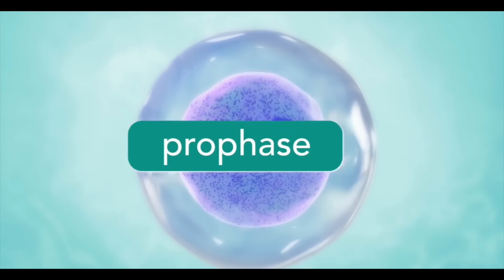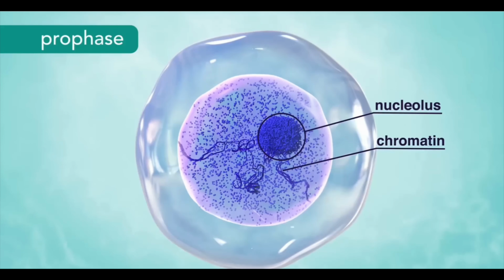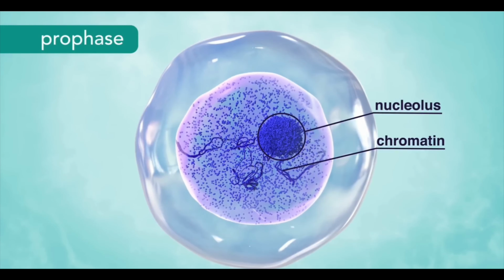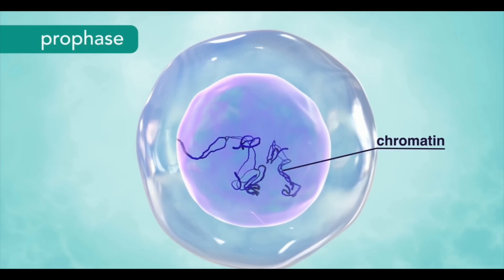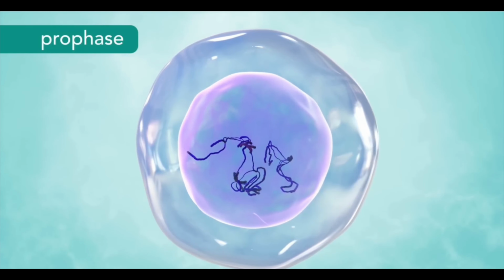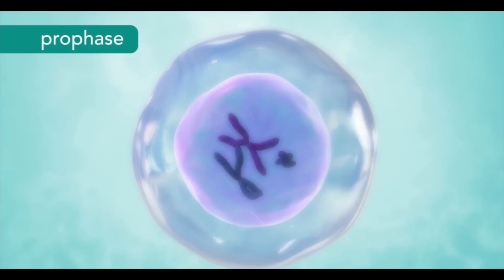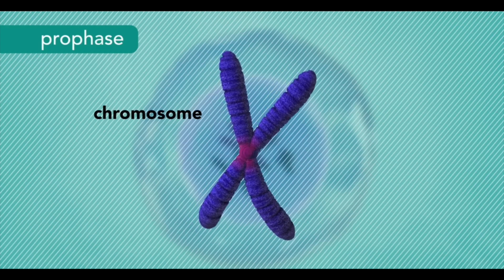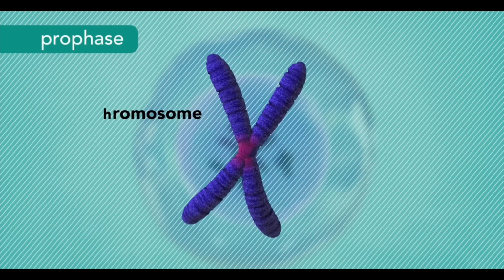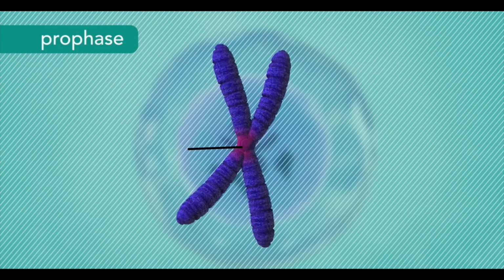Prophase is the longest phase of mitosis. Prophase is when chromatin begins to condense into the shape of chromosomes and the nucleolus disappears. The previously replicated DNA coils tightly into sister chromatids. For the first time, you see individual chromosomes. In the center of each chromosome, a centromere attaches the sister chromatids together.